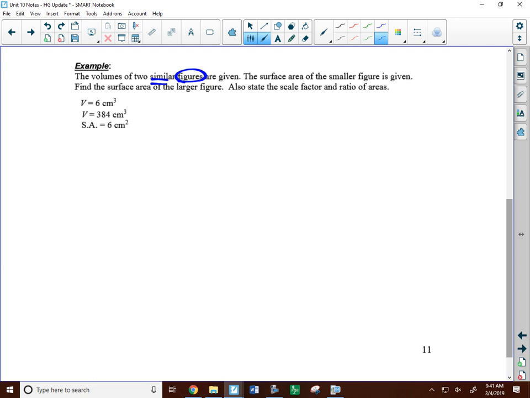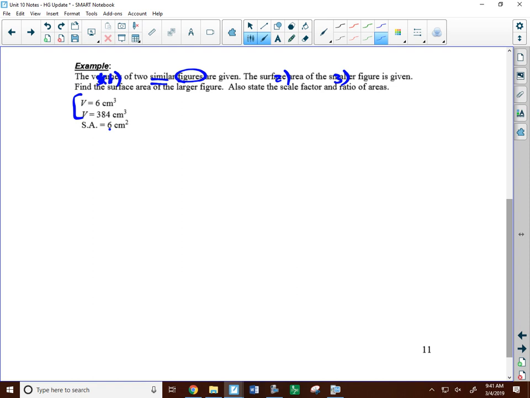Okay, in any case, here, these are two volumes for similar figures. We also have a surface area of the smaller figure. It's going to match up with the 6 cubic centimeter volume. Find the surface area of the larger figure. And along the way, we'll get two other things. We'll get the scale factor and the ratio of the areas.